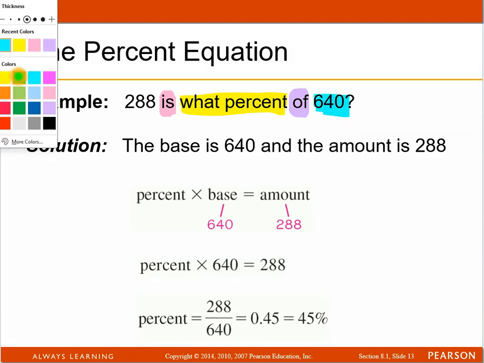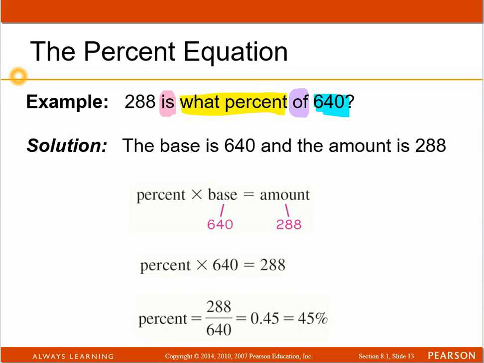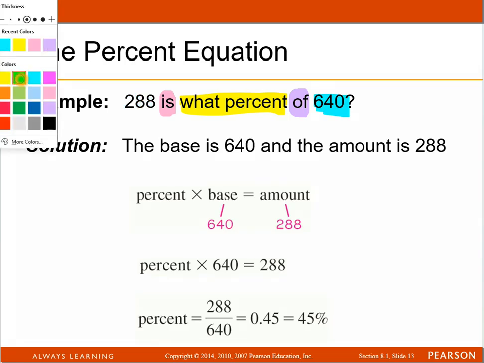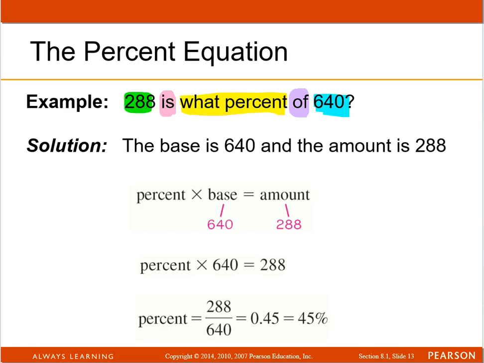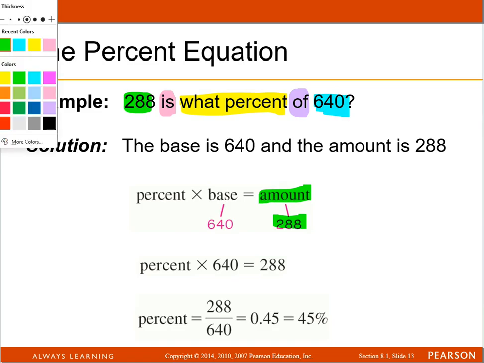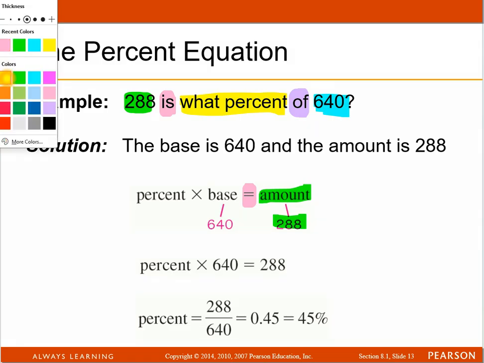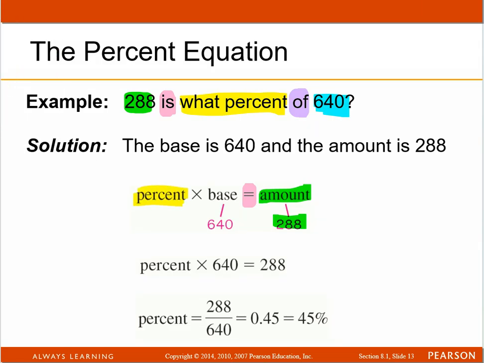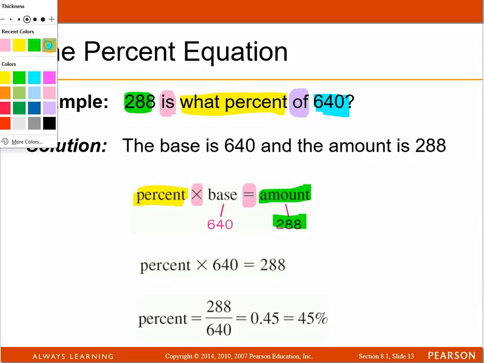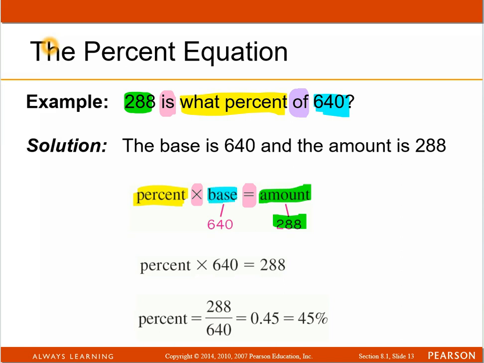And then it's going to equal your amount, which is just over on this side. So there's the amount, the 288. There's your equal sign. The percent, well, that's what we're looking for this time. What's the percent of, so there's your times, multiplication of the base. And I know the base is 640. So there it is. Percent times 640 equals 288.